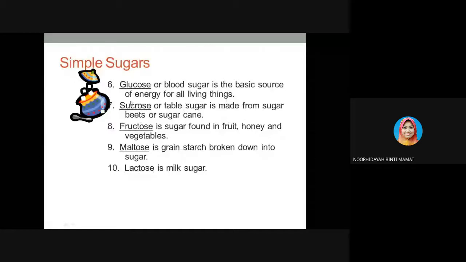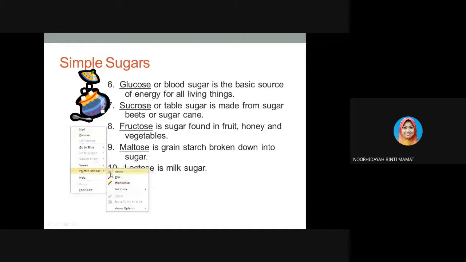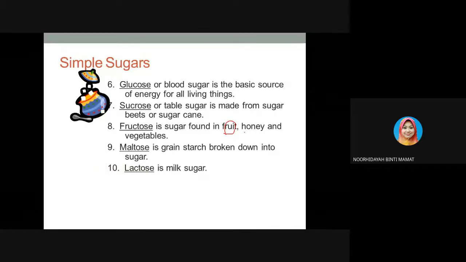While fructose, which I mentioned just now, we can find in the apple, is actually sugar found in fruit, and fructose can also be found in honey and vegetables, right? And also maltose. Maltose is grain starch that is broken down into sugar. And the last simple sugar that we have is lactose. It's actually the milk sugar.